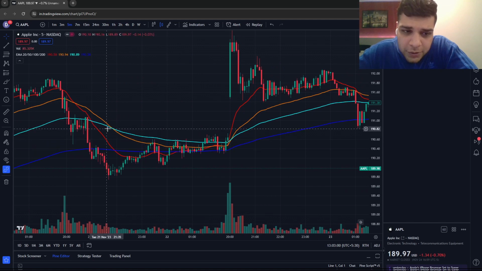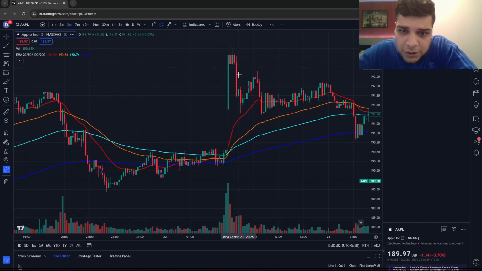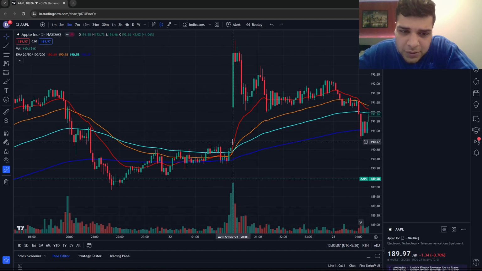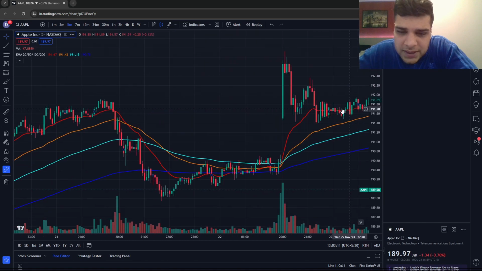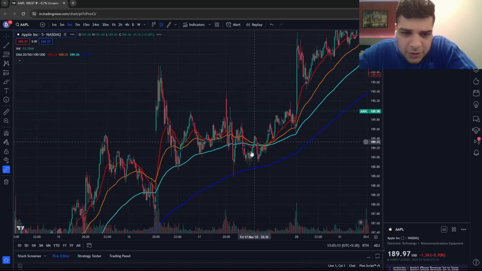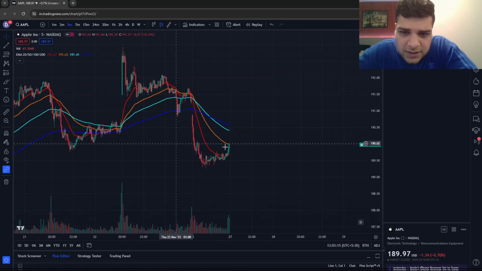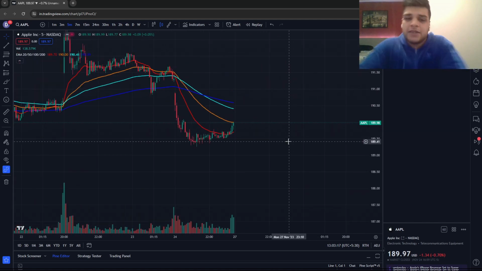And when the crossover happened here, there was a huge gap up. Didn't quite sustain, but still there was huge price action seen after the crossover. Now, of course, this is the 5-minute chart, so there is some volatility. It might not always work.